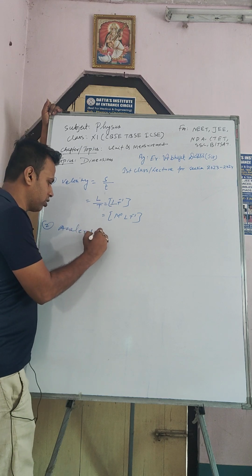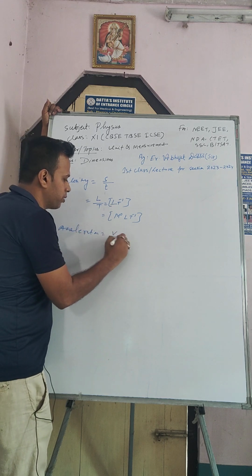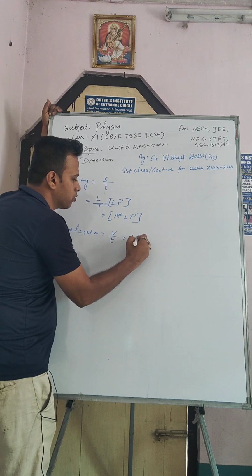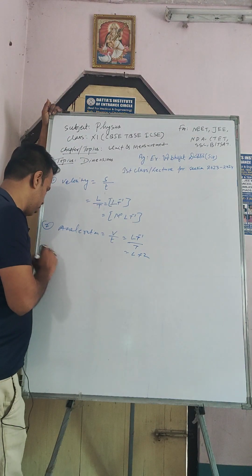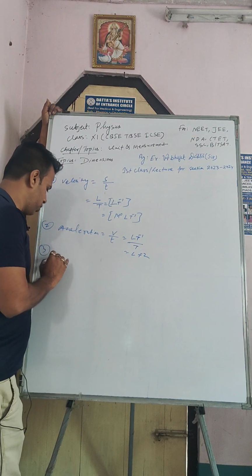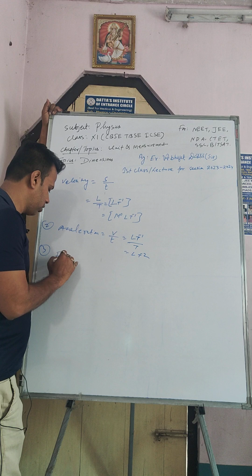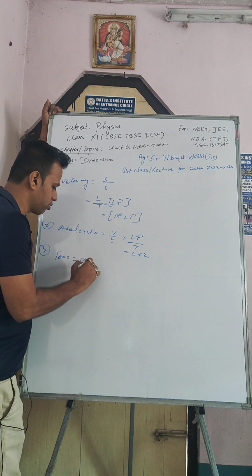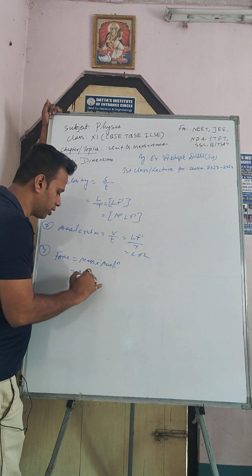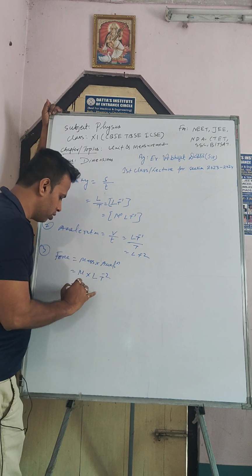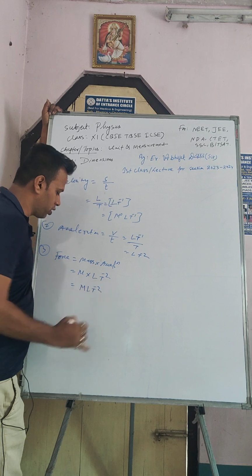Acceleration, the dimension of acceleration is velocity by time, and velocity is LT^-1, so it will be LT^-2. Okay, number 3, force. The dimension of force is mass into acceleration. Mass is M, acceleration is LT^-2, so MLT^-2 is the force.